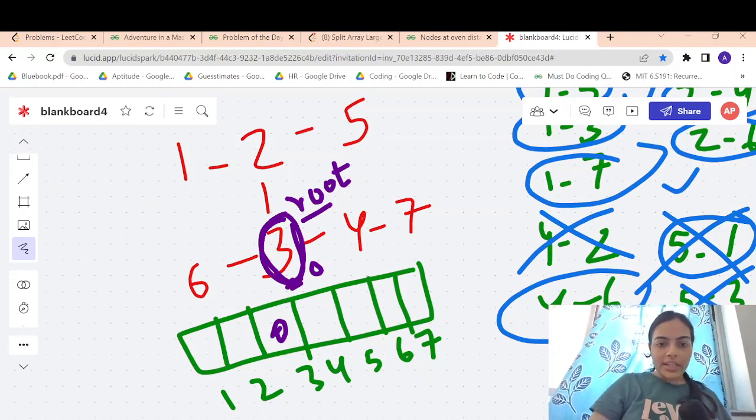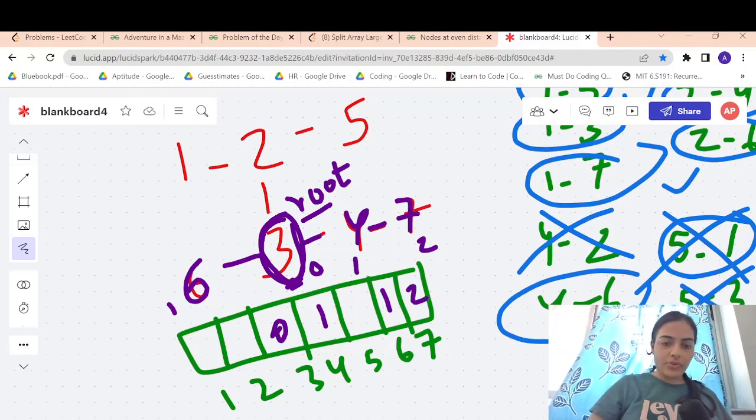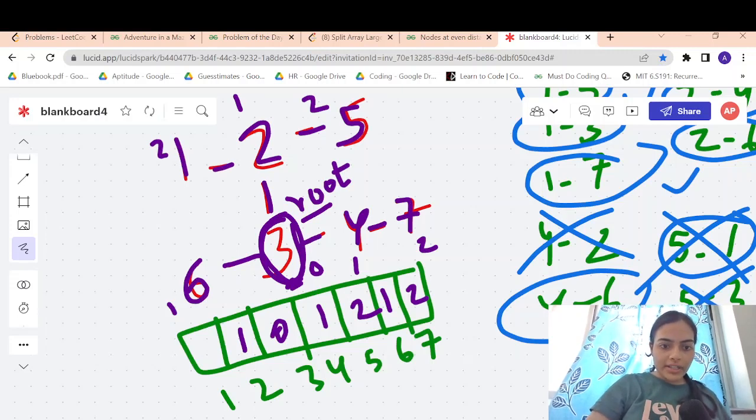So let's say 3 is at a distance of 0. Now let's see 6. Between 3 and 6, there is one edge, so 6 is at a distance of 1. Between 3 and 4, there is one edge, so 4 is at a distance of 1. Between 3 and 7, there are two edges, so 7 is at a distance of 2. Between 3 and 2, there is one edge, so 2 is at a distance of 1. Between 3 and 5, there are two edges, so 5 is at a distance of 2. Between 3 and 1, there are two edges, so 1 is at a distance of 2.